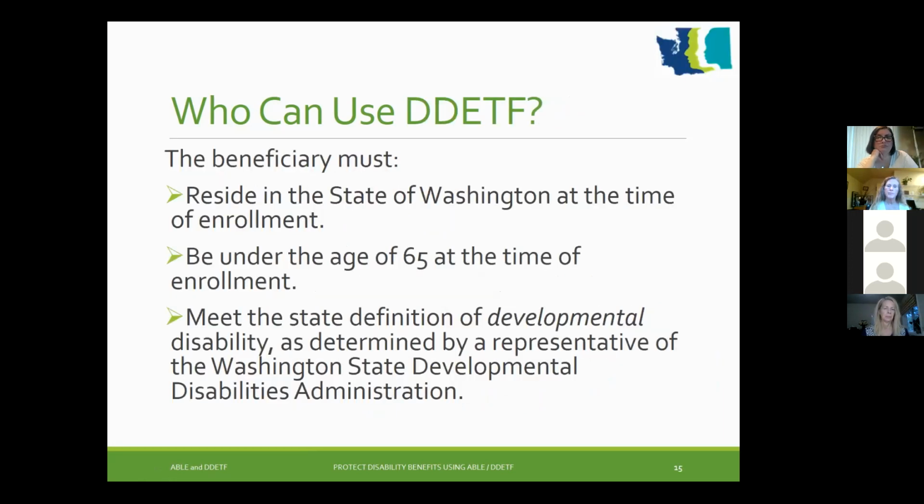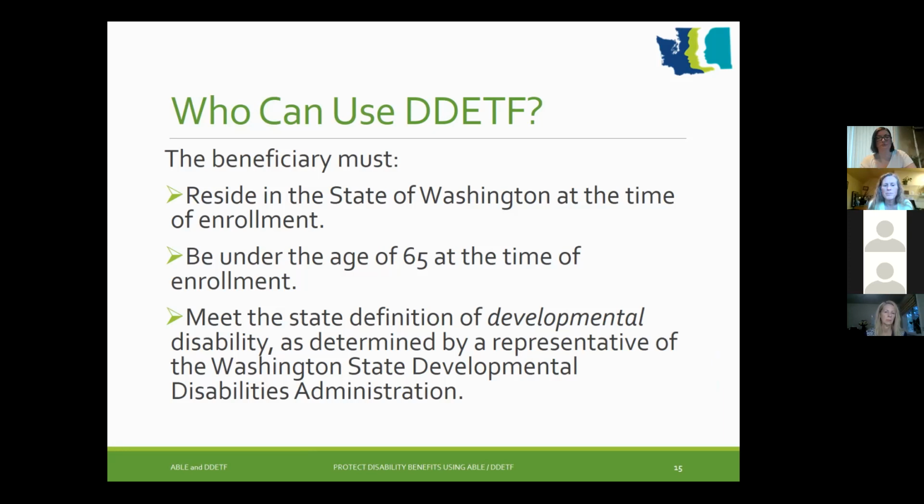The DD endowment's a little bit different in that you still have to be a resident of Washington State at the time of enrollment. For both programs, ABLE or the DD endowment, you don't have to stay in our state. You can start your account here and move out of the state and still use either the special needs trust or the ABLE account. But with the DD endowment, you have to enroll before you turn 66, so you've got to be under the age of 65.